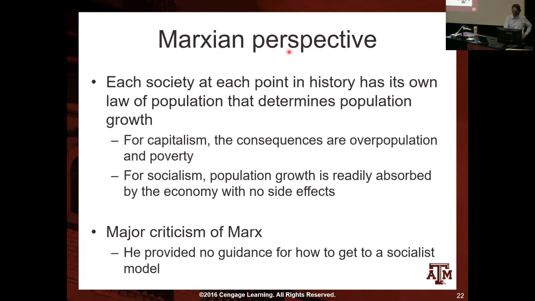So in the Marxian perspective, I mean, other people that came after Marx and started using him as the main theoretical resource, each society at each point in history has its own law of population that determines population growth. For capitalism, the consequences are overpopulation and poverty. For socialism, population growth is readily absorbed by the economy with no side effects. But again, how exactly that would happen was not really clear or well defined in his work. So the major criticism of Marx is that he provided no guidance on how to get to a socialist mode.